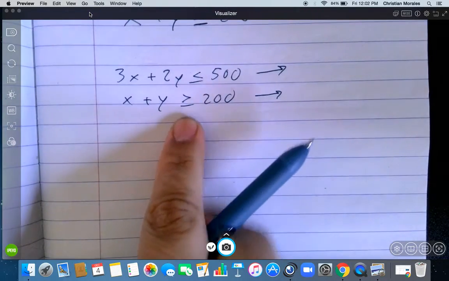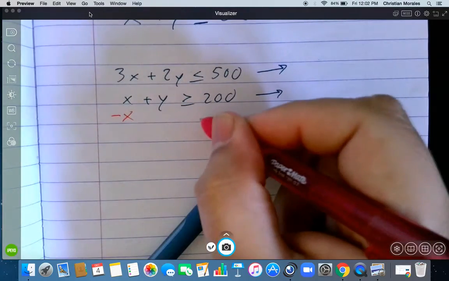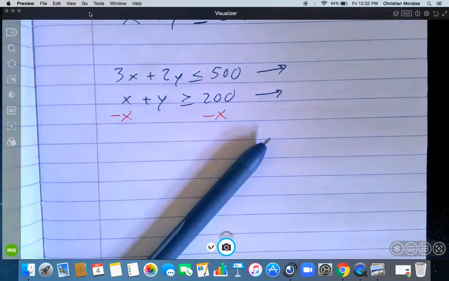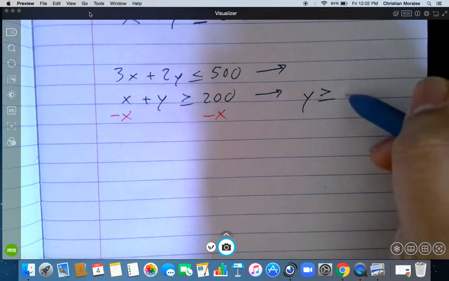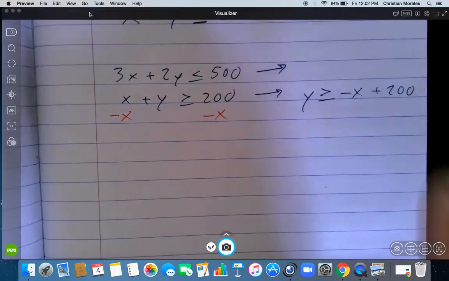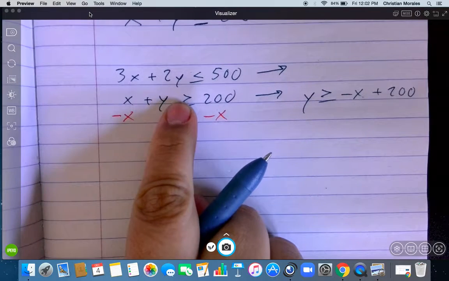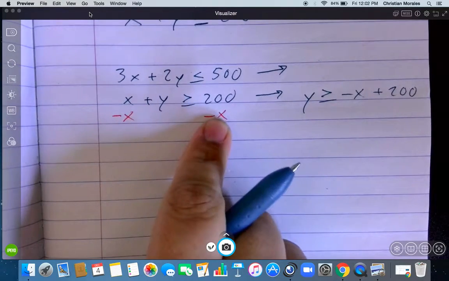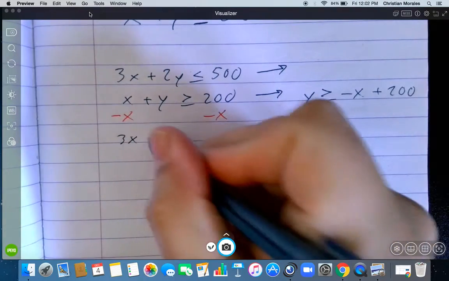Now this one is a very straightforward way to move it. If I move the x to both sides like this, my equation will be y is greater than or equal to negative x plus 200. I'm good with that. The top one's going to be a little bit more work. This one was an easy move. This one won't be so easy. So let's do a little bit of work here.